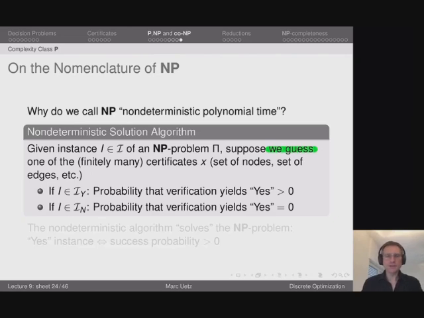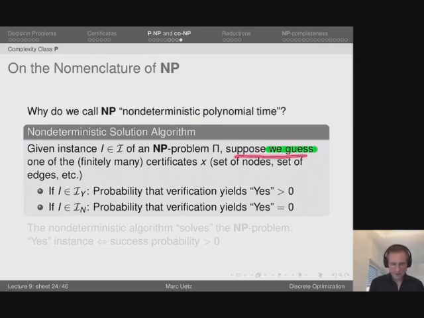So let me finally say something about the name non-determinism. So why do we call this class NP for non-deterministic polynomial time? Because the class P, that is exactly deterministic polynomial time. So how do these things really compare? And one way of thinking about it is the following.